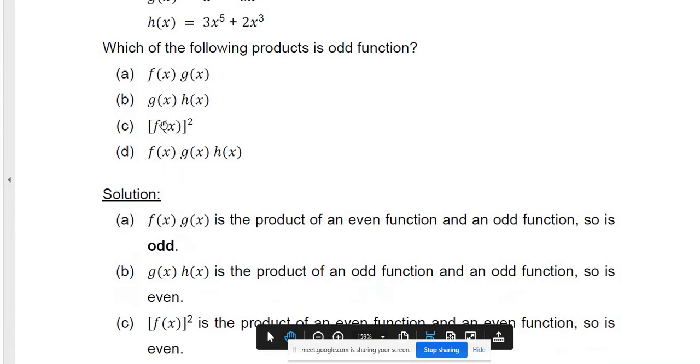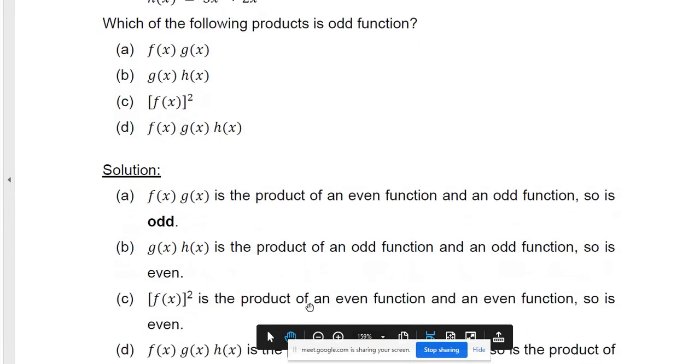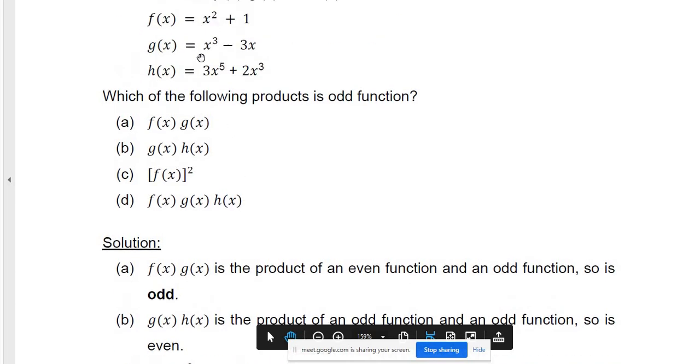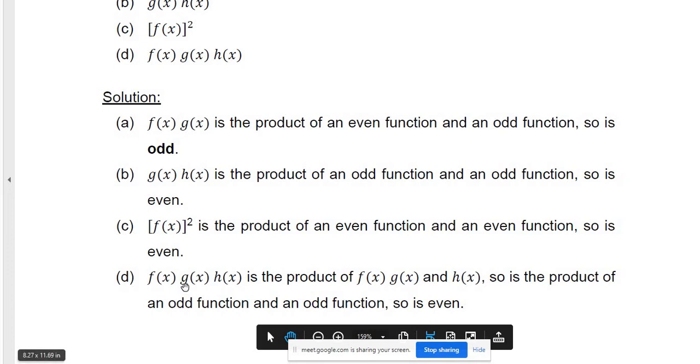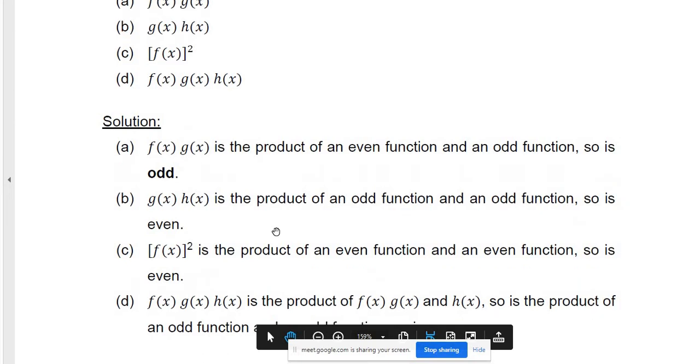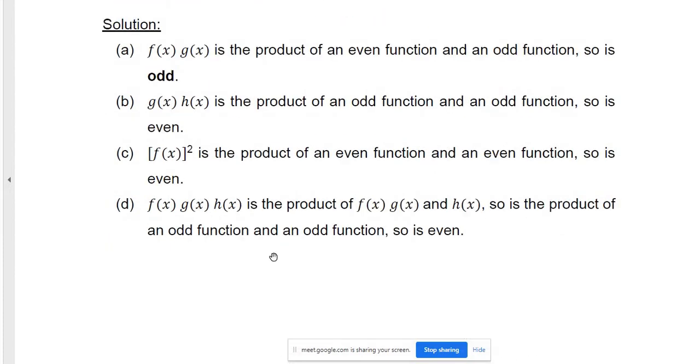And then f squared is a product of even functions, so it's even. Product of even and even function is even. And lastly, f, g, and h. So f is even, g is odd, h is odd. The product of g and h is a product of odd and odd function, so it's an even function.